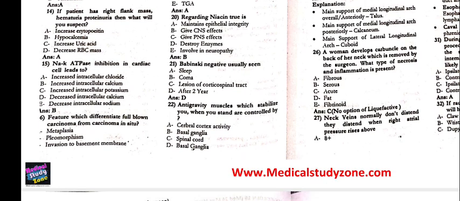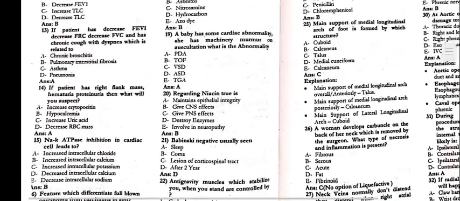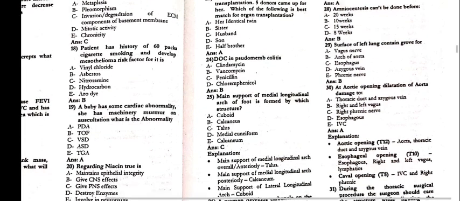15, sodium potassium ATPase inhibition in the cardiac cell leads to increased intracellular calcium. 16, the feature which differentiates full-blown carcinoma from carcinoma in situ is the invasion of the basement membrane. 17, the first step in the beginning of cancer is the invasion and degradation of ECM and the components of the basement membrane. 18, the patient has a history of 60-pack cigarette smoking and developed mesothelioma. Risk factor for it would be asbestos.